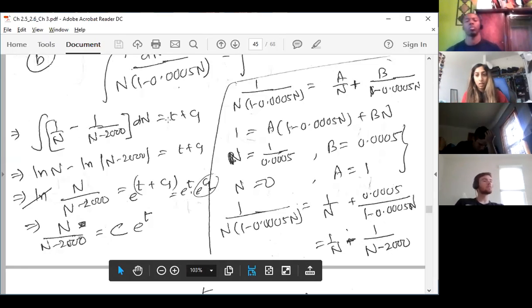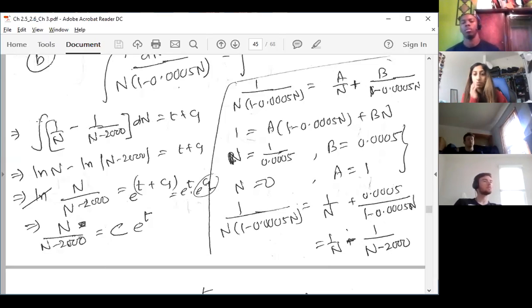Just go back and plug that value here. The integration of 1 is t plus c1. The integration of 1 over n is ln n. The derivative of n minus 2000 is simply 1, which appears in the numerator, so this also goes to the ln function. So the integration of this part is ln of n minus 2000 and so on, equals t plus c1. The property of ln says that ln of a minus ln of b equals ln of a divided by b. If you want to cancel the ln, take the exponential of both sides. So e to the power t plus c1, and e to the power c1 is one constant c, to the power t.